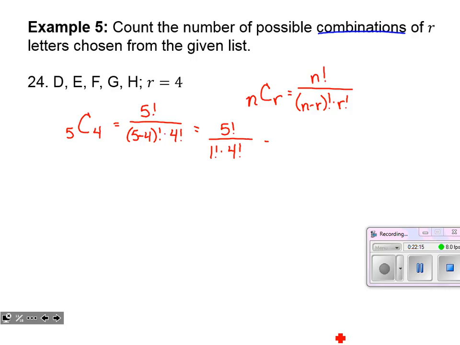All right, so what's this going to look like? Well, I've got 5 times 4 times 3 times 2 times 1 in the numerator. In the denominator, I've got 1 times 4 times 3 times 2 times 1. Just expanding out that multiplication. This is what we should be visualizing in our heads as we simplify factorials. Hopefully we get to that level. And you can see we've got a 4, 3, 2, and 1 that are multiplied into both numerator and denominator, so they cancel. There are 5 different ways to choose 4 letters.